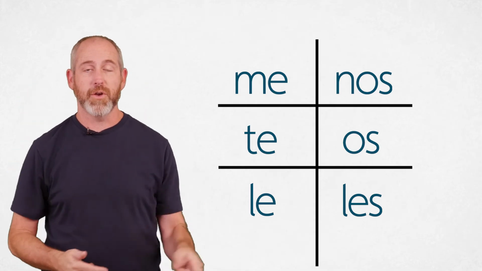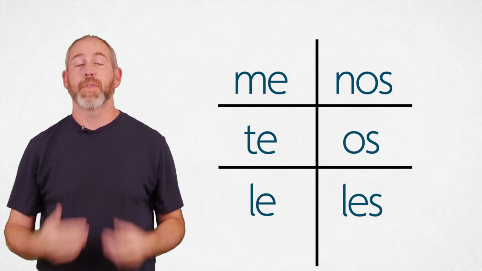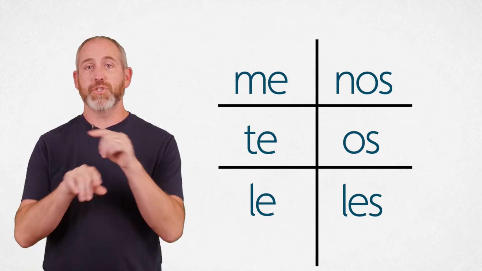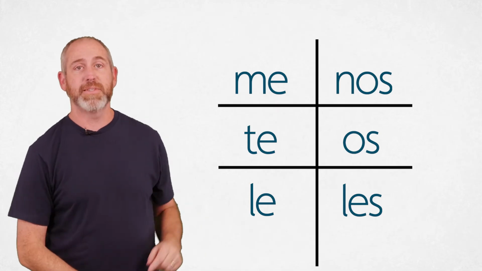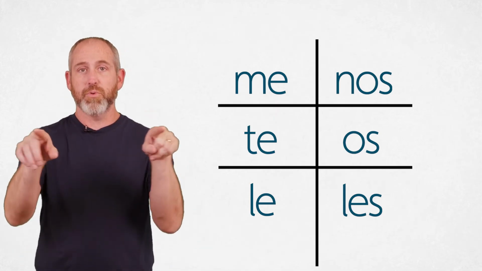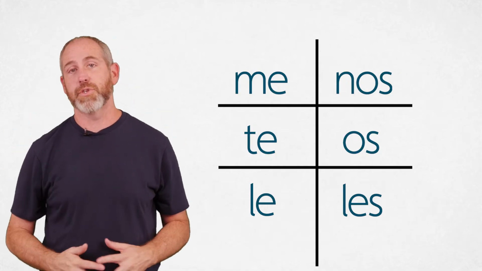Done to him or to her, it's le. Or to you respectfully, it's le. It's done to us, it's nos. It's done to you, plural, it's os, the Spain version. And if it's done to them, it's les. And if it's done to you, plural, the ustedes way of thinking, then it's les also.